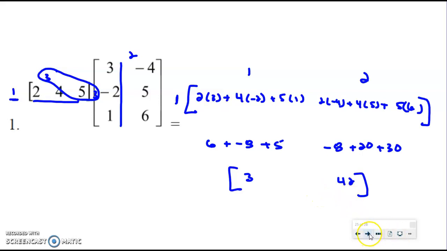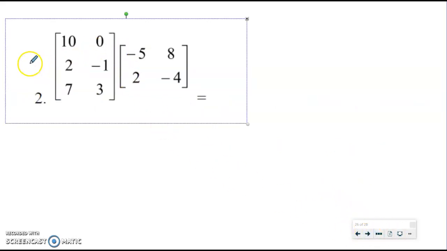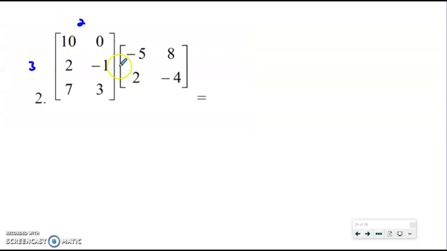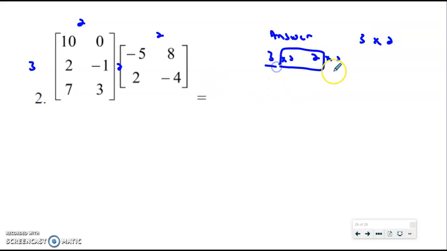Let's look at another example. In this case, I have a 3 by 2, and then I have a 2 by 2. Because these two 2's are the same, my answer matrix is going to be a 3 by 2 matrix. So I have 3 rows and 2 columns.